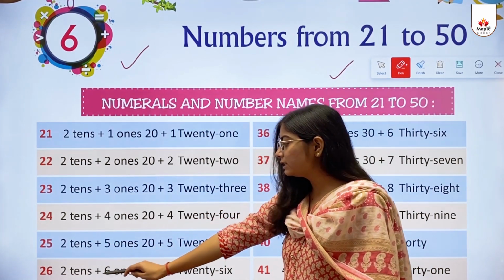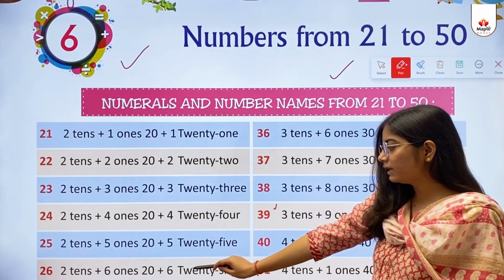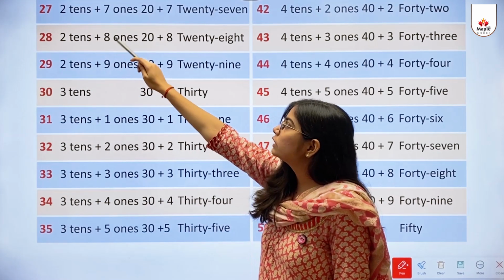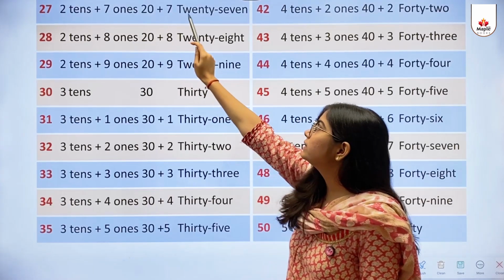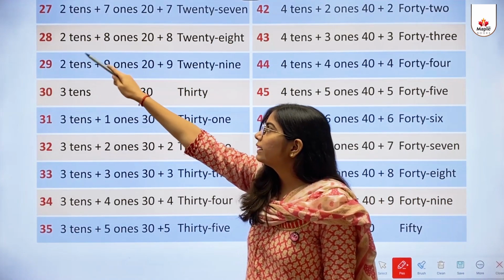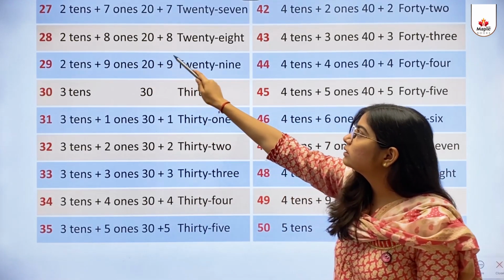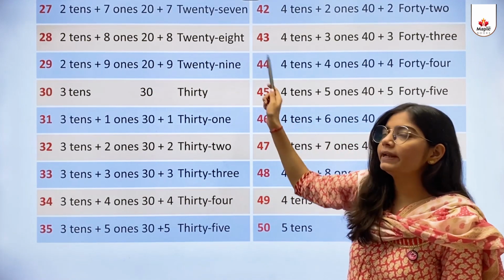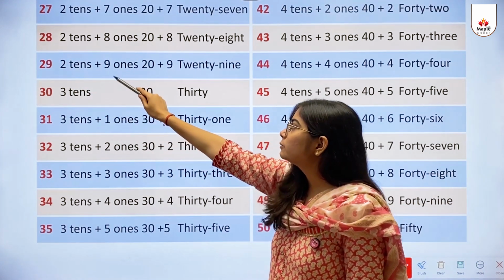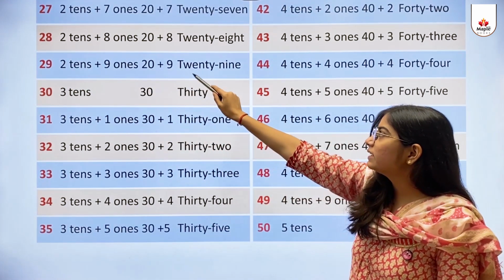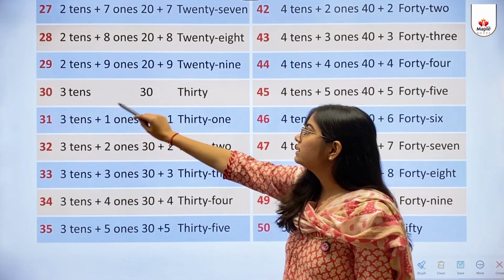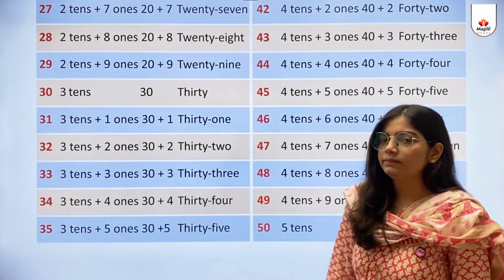26, 2 tens plus 6 ones, 20 plus 6, 26. 27, 2 tens plus 7 ones, 20 plus 7, 27. 28, 2 tens plus 8 ones, 20 plus 8, 28. 29, 2 tens plus 9 ones, 20 plus 9, 29. 30, 3 tens, 30.